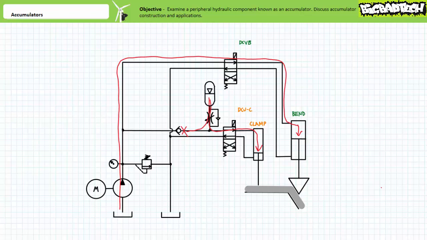We'll examine more sophisticated clamp and bend circuits in later lectures, making use of a pressure control valve known as a sequence valve to automatically ensure the clamp cylinder clamps the workpiece first and then bends it, not the other way around. Additionally, we'll examine electrically sequenced hydraulic circuits making use of limit switches and ladder logic to coordinate the clamp and bend sequence.